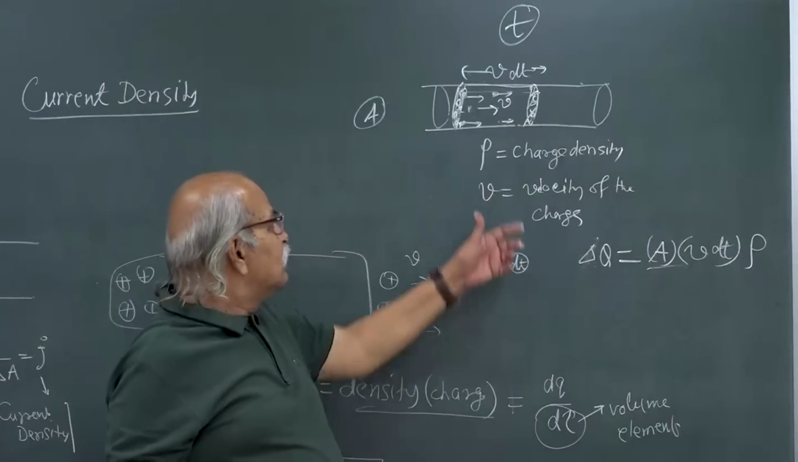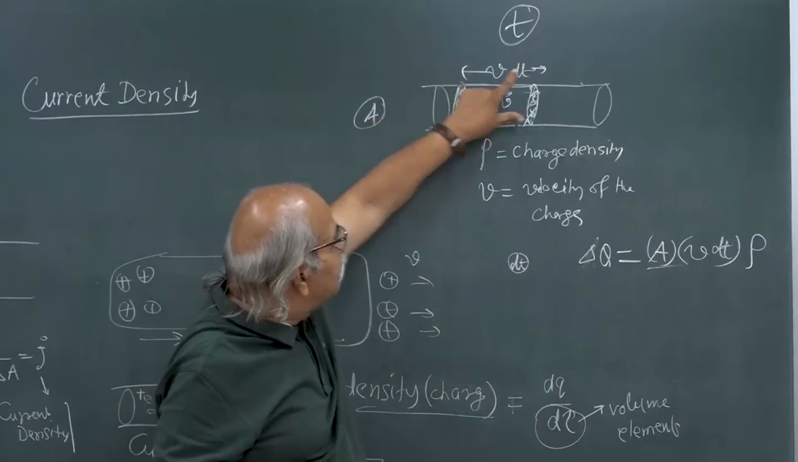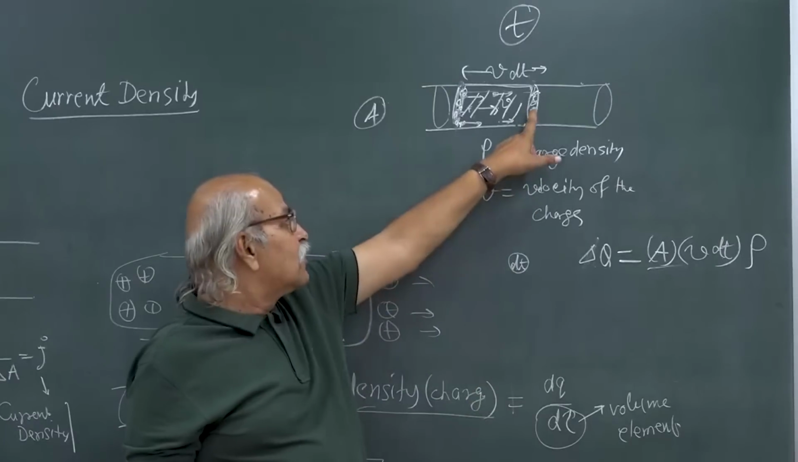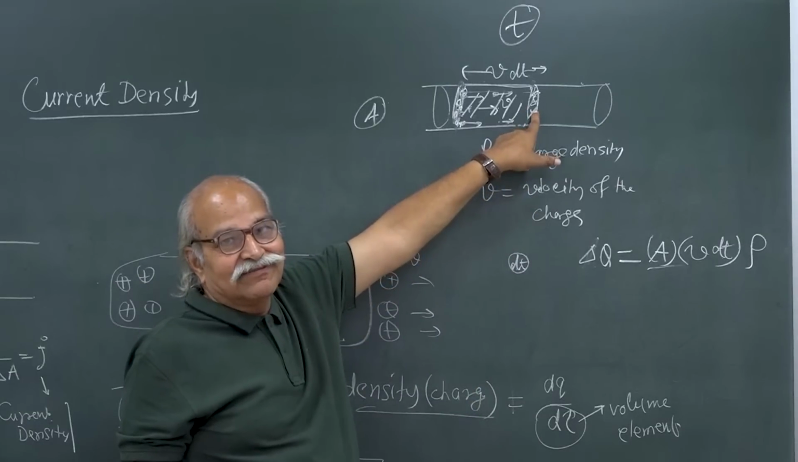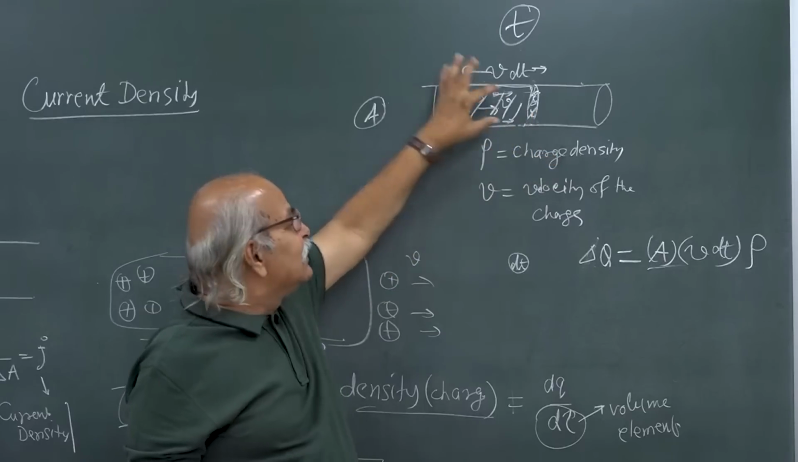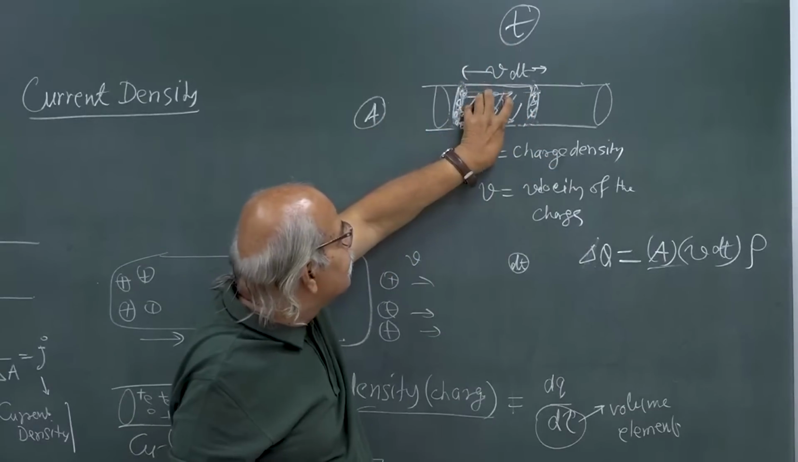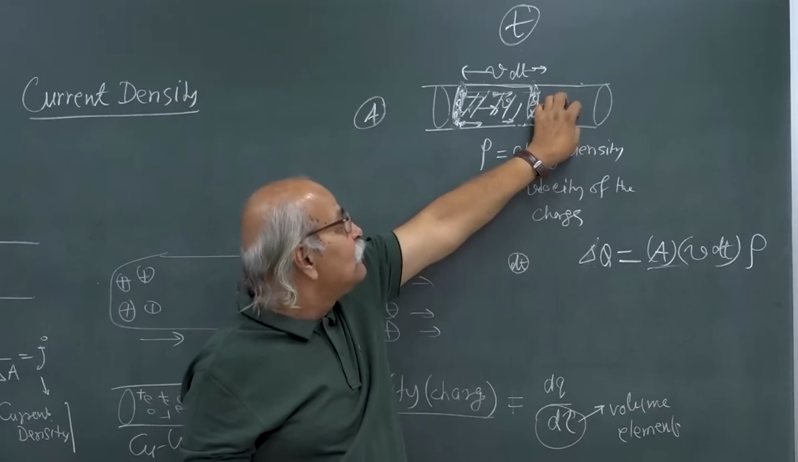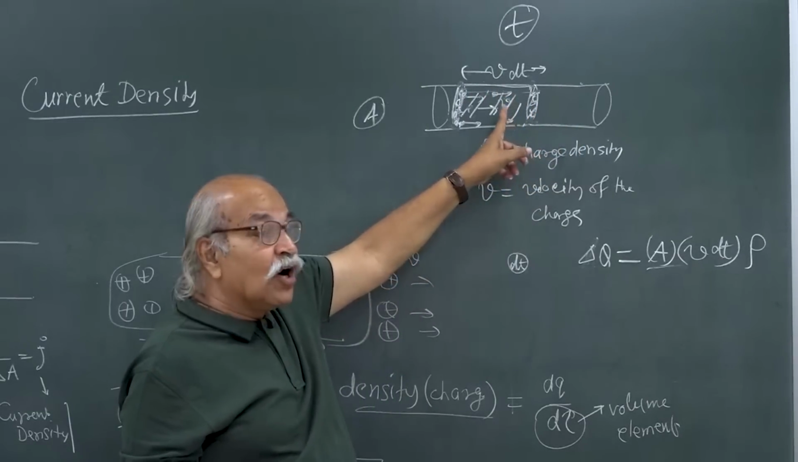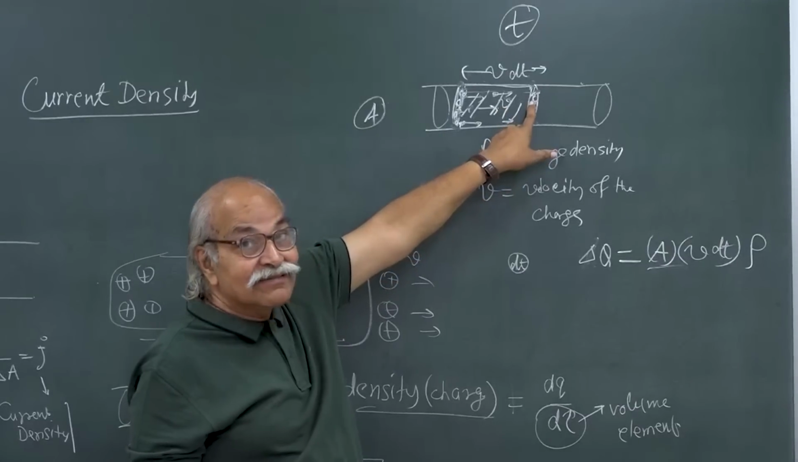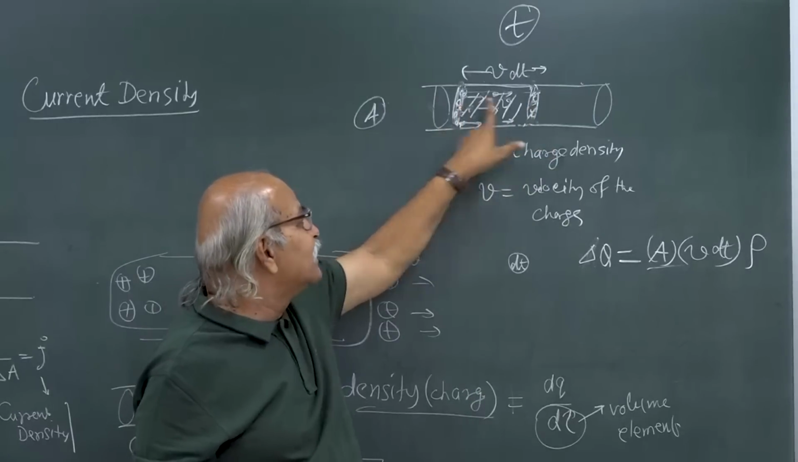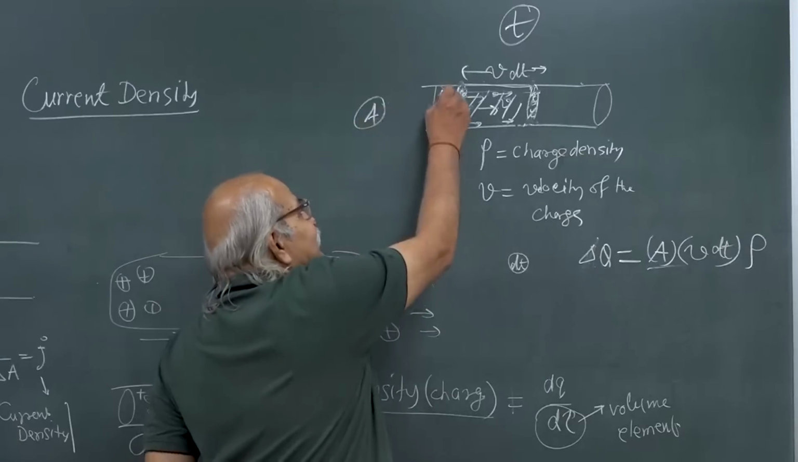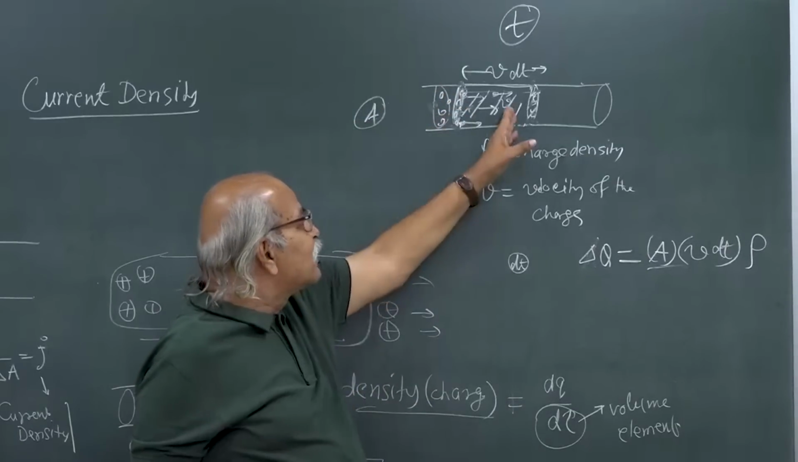If this charge has come here, then all these charges, where are they? They have crossed this cross section in time dt. If this charge has come here, that means all these charges have already gone. So in time dt, how much charge has crossed this? Anything behind this has not yet reached here. These charges are still somewhere here.